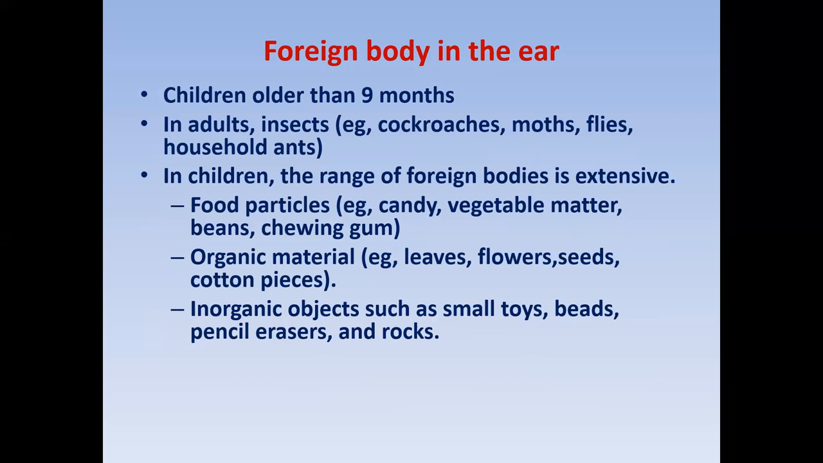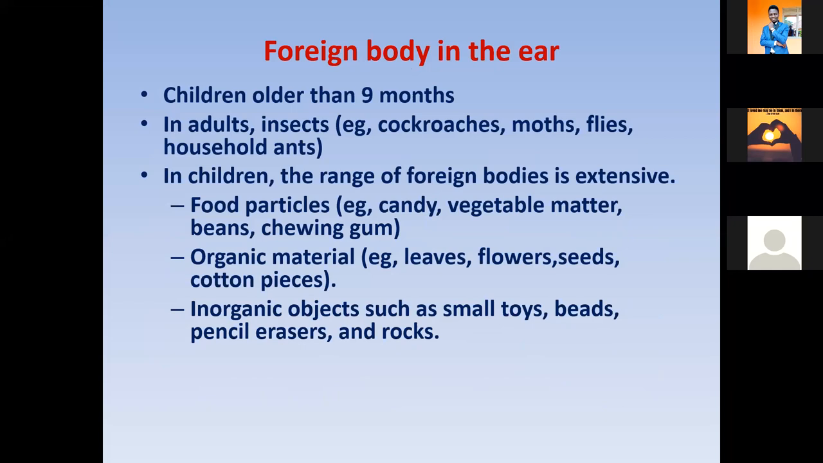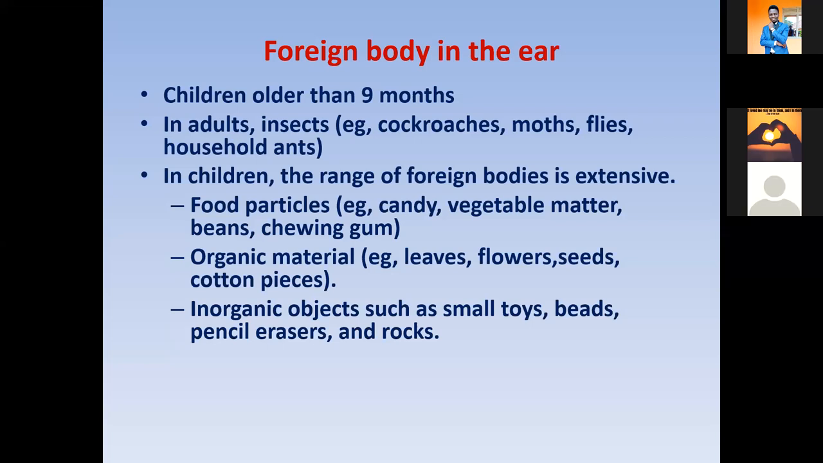So foreign body in the ear, usually we see these in children older than the age of 9 months. This is the curious age group where they get objects and they end up inserting them in particular parts of the body. It can either be the ear or the nose, or they can swallow and end up aspirating it. In adults, usually we find insects, things that are able to crawl into the ear while someone is sleeping. It could be cockroaches, flies, household ants. I have seen a lot of adults coming in with cockroaches in their ears.